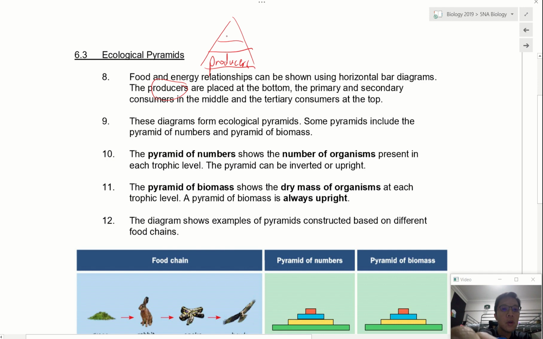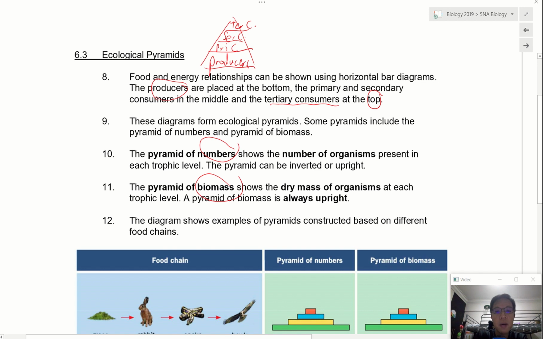And then subsequently, the next trophic level, the primary consumer, the secondary consumer, and then the tertiary consumer, will always be at the top. This is one thing that we need to know in the pyramids. There are two types of pyramids that we want to talk about: pyramid of numbers and pyramid of biomass. In some assessment books, you will also see pyramids of energy, but the pyramid of energy will not be covered in the syllabus.